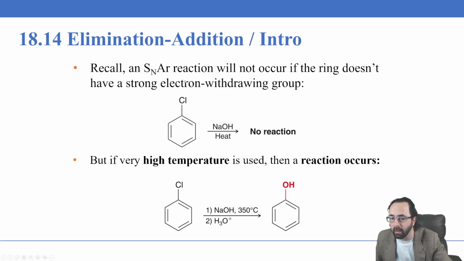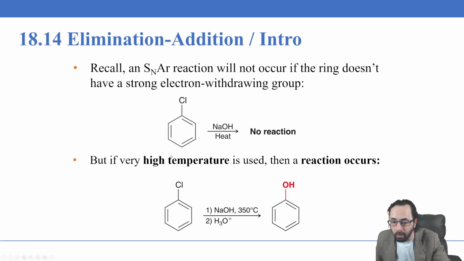Now recall that we need an electron withdrawing group for this reaction to occur. This will not happen with just a halogen atom attached, because we need the aromatic ring to behave as an electrophile, not a nucleophile. It has to have a lack of electrons on the ring. So that's why we need the electron withdrawing group. So under normal conditions, this will not occur without an electron withdrawing group.